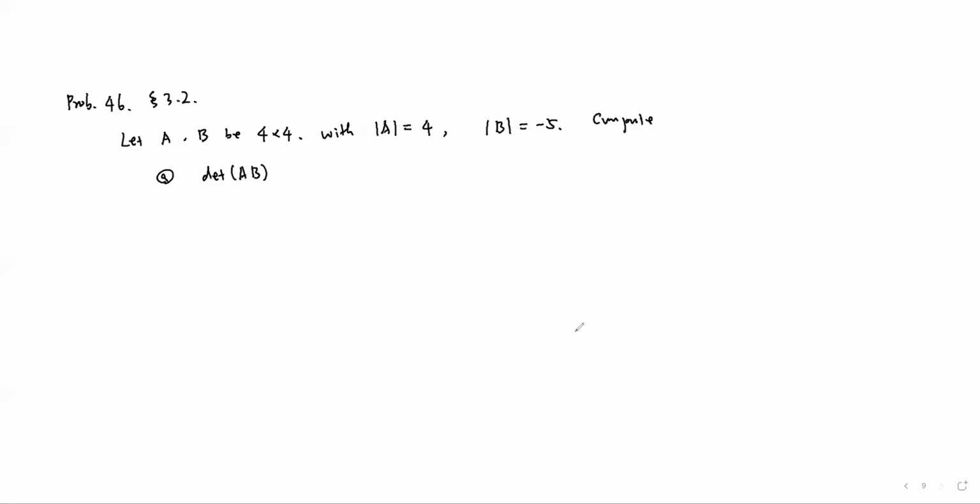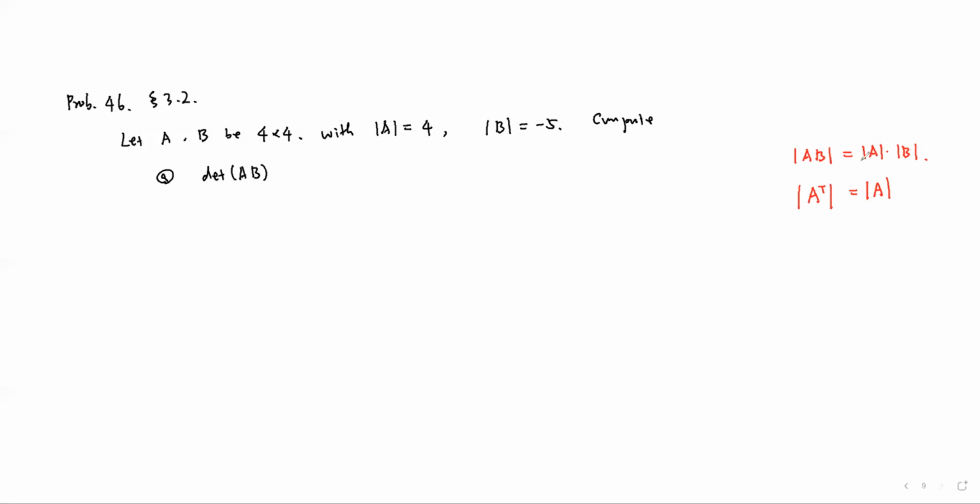two properties that we often use about determinants. The first one is that the determinant of A times B is equal to the determinant of A times the determinant of B. The second property is that the determinant of A transpose is equal to the determinant of A. So take determinant, take transpose; taking transpose doesn't change the value of a determinant.